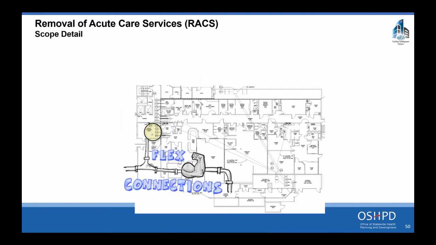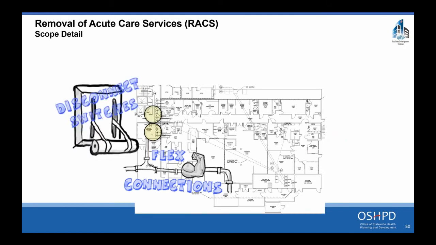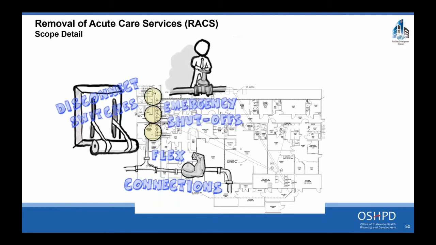So flex connections at the seismic separations can be used. You have to provide disconnect switches at the utilities, again, on the hospital side. And some of these are automatic, and some of them, like med gases, cannot be. They have to fail safe or operational. And same with the emergency shutoffs.